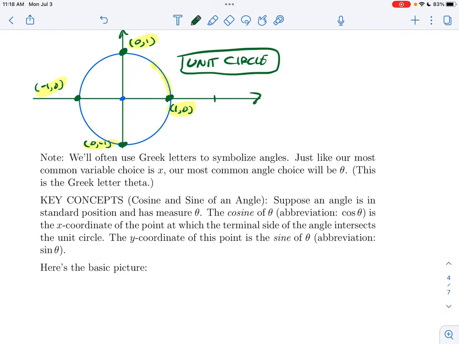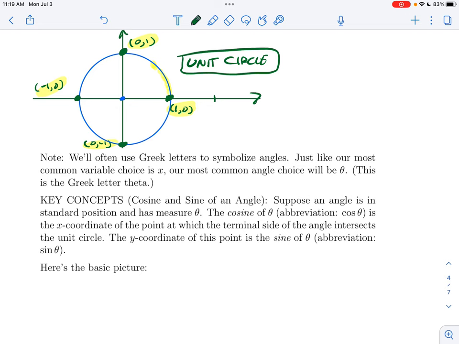Just as we move forward, I will let you know that typically, when we talk about angles, we use Greek letters. One reason for that is that you can look at an expression and instantly know you're talking about an angle because you're noticing it uses Greek letters instead of English letters. When we do algebra, our favorite letter to choose for variables is X.